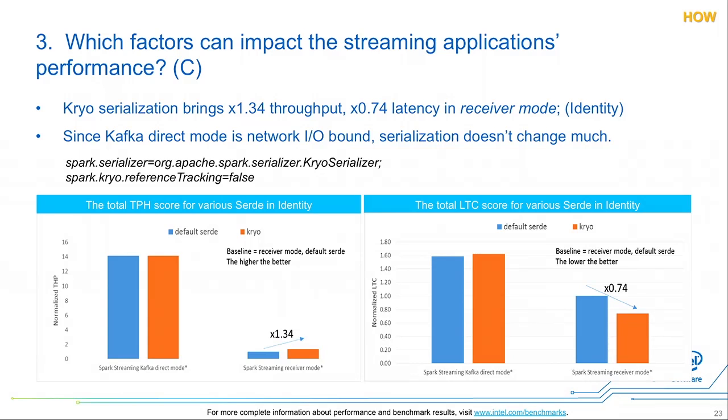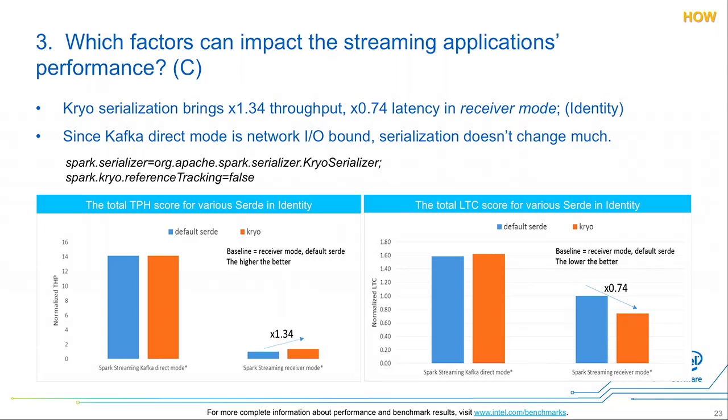Another example is about Kryo. According to the Spark documentation, we are always recommended to use the Kryo serialization, right? So here we also did the benchmark for different configurations with Kryo on and off, and also on top of different modes, both Kafka direct mode and the receiver mode.